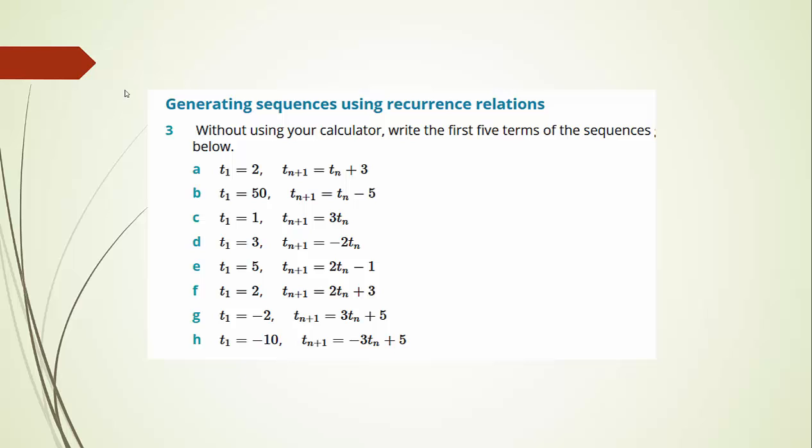And in question 3 on your exercise, when it comes up, don't use the calculator, just write the first 5 terms of each of these sequences, as many as it takes to get a hang of it, noting that there are some with negative numbers in there. T1 is 2. Each subsequent term is the previous term plus 3, so it'll be 2, 5, 8, and so on. I'll leave the rest to you later.